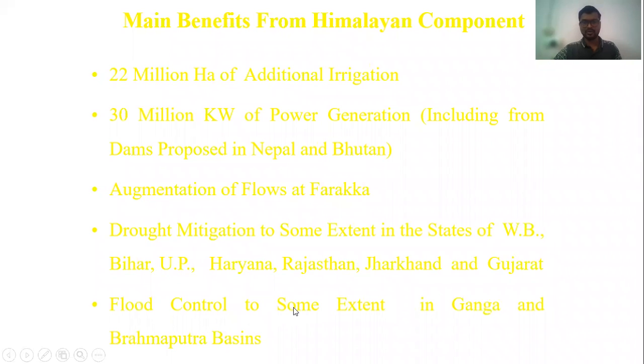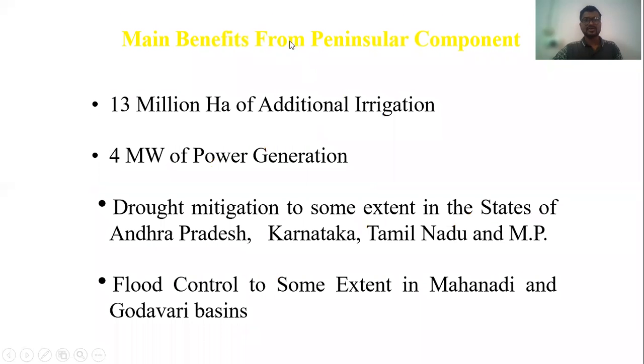Then flood control to some extent in the Ganga and Brahmaputra basins. So those are the additional benefits we are getting from the Himalayan component. Whereas for the peninsular component, the main benefit is about 13 million hectares of additional irrigation, which will be achieved if we have the peninsular component interconnected to each other.